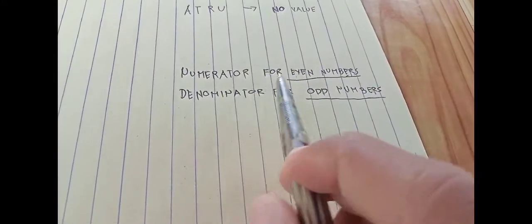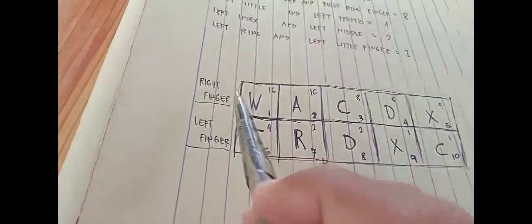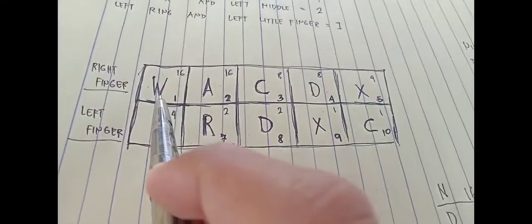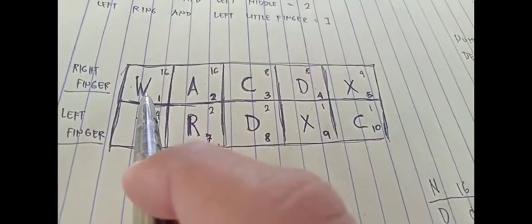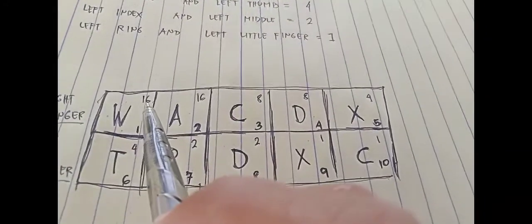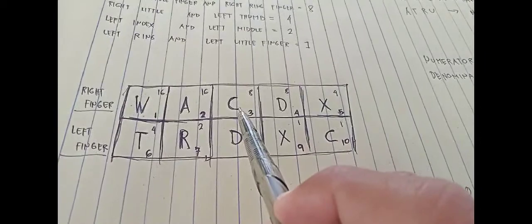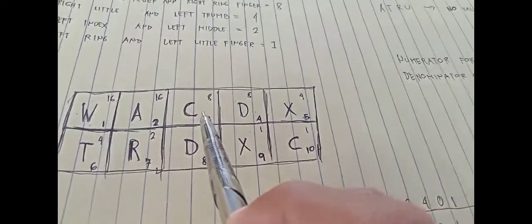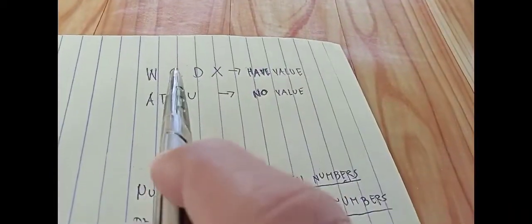So we will start from the numerator. In number 1, a plain whirl. A plain whirl has value, and it has a value of 16. So I put 16 here. And next is the central pocket loop. Central pocket loop has value. It has a value of 8. So I put 8 here.